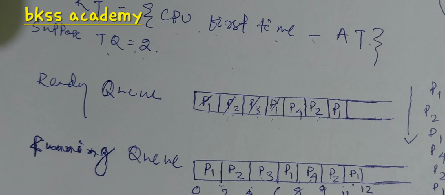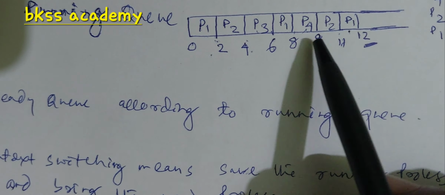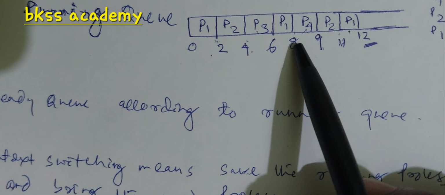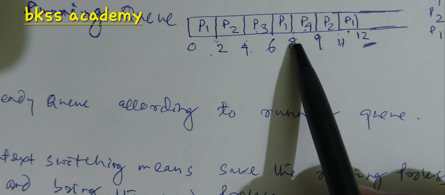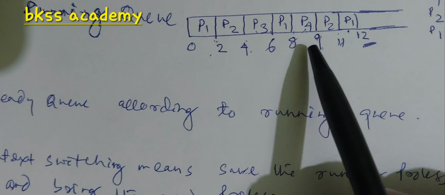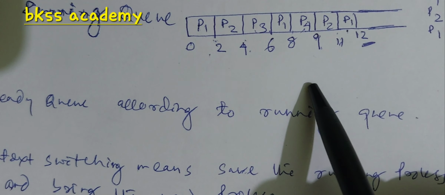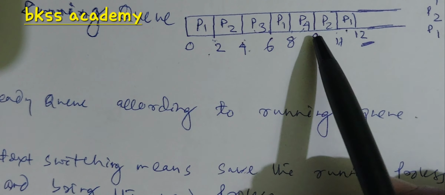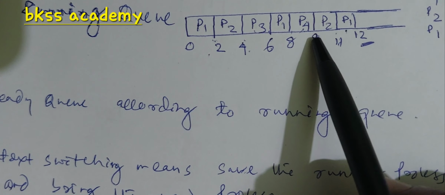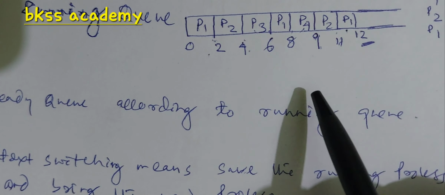One thing is that 8 to 9, as P4's burst time, that means execution time, is 1 second, the quantum time equal to 2 will not be considered because the burst time is 1. So 8 to 9 is there. Similarly, P2 will be 9 to 11 and the termination will occur.